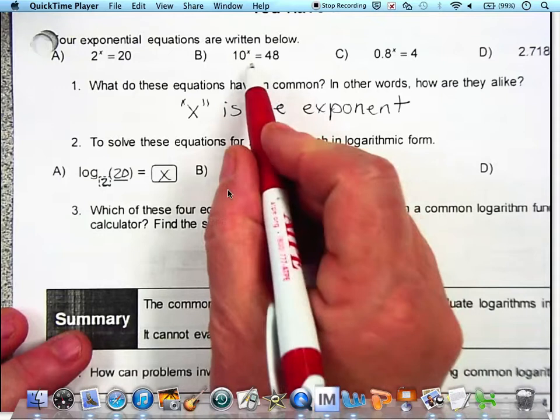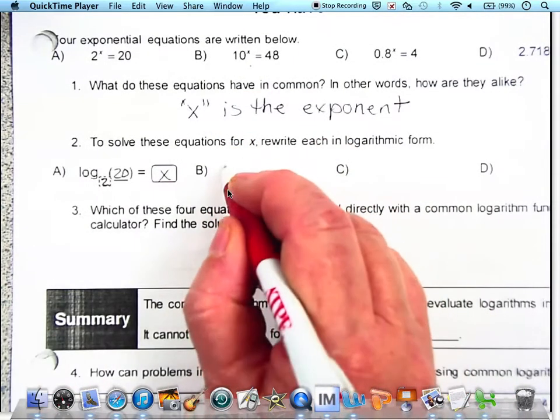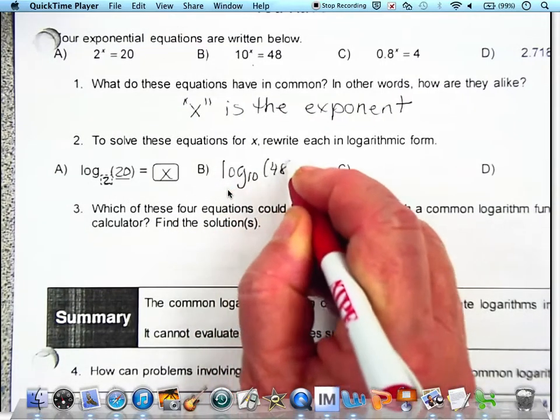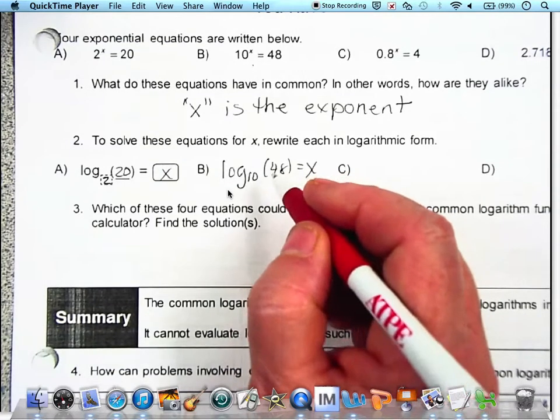How about B? How would you rewrite B? Log base 10 of 48 equals X. Good, we can do that one, can't we? That's just the log of 48.